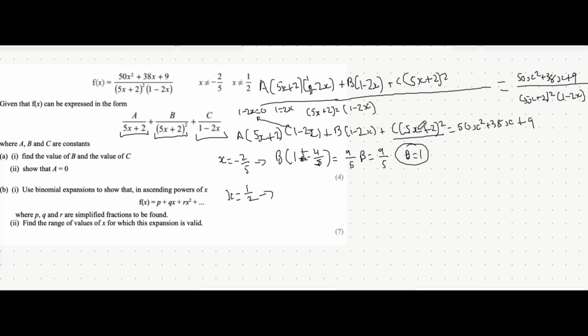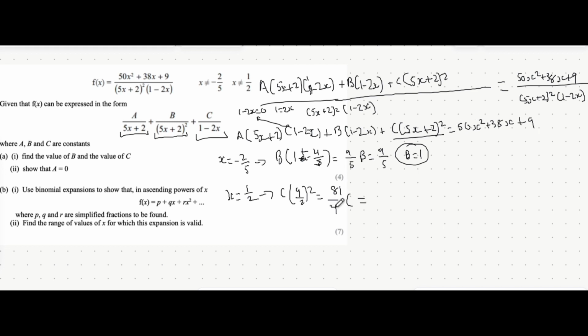So let's replace x with a half and see what happens to this term. We have 5 times a half plus 2, which is equal to 9 over 2. 9 over 2 all squared, so let's write this out, is C lots of 9 over 2 all squared. 9 squared is 81, 2 squared is 4. So 81 over 4c is equal to what you get when you put x equals a half into the whole expression here.